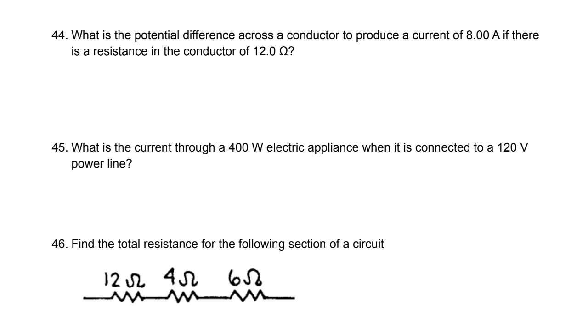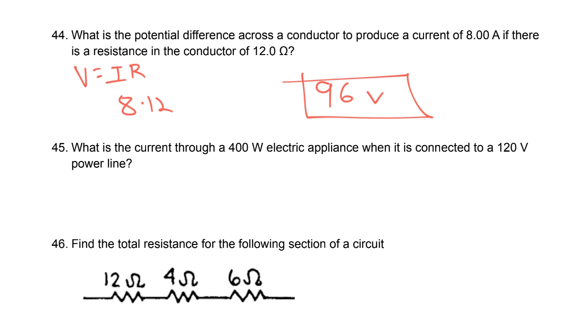On to 44, so it's saying potential difference. So we know it should probably be Ohm's law. So let's just write down V equals IR. So potential difference is the volts. The current is 8 amps, and the resistance is 12 ohms. So 8 times 12 means we've got 96 volts of potential difference.